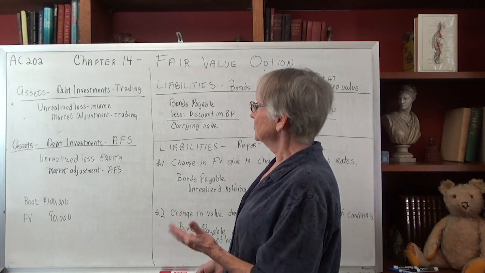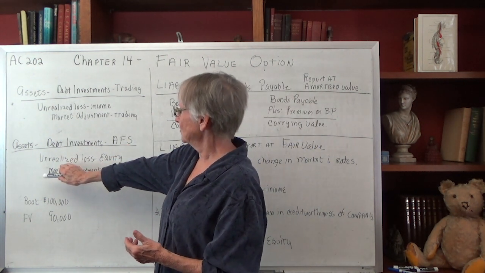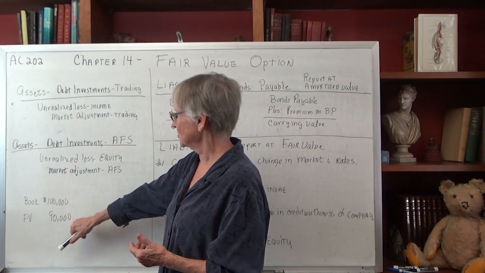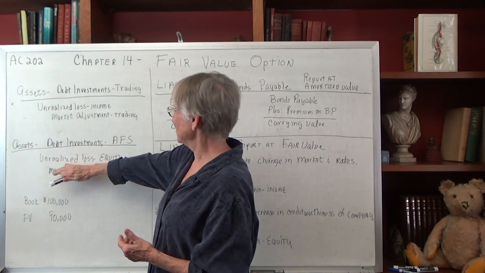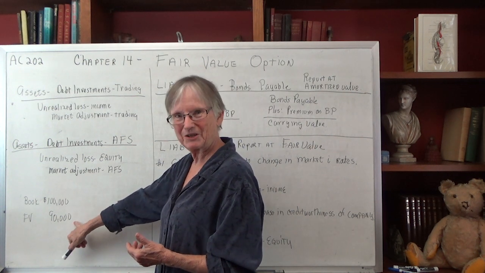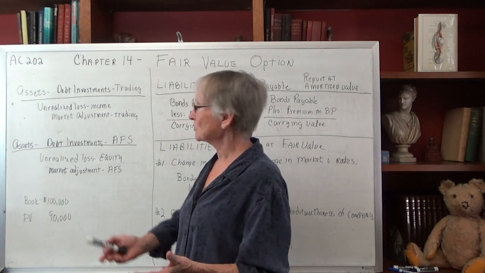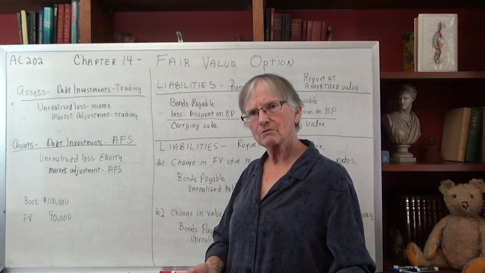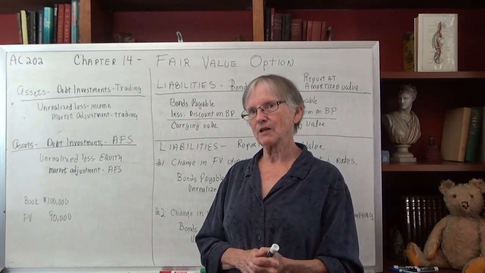Okay, with available for sale debt investments, you have the same situation where the book value was 100 and the market value had dropped to 90. You'd recognize an unrealized loss in equity and make your market adjustment, and they would be reported on the balance sheet as investments of 90,000. So that's your reporting at fair value for assets. That makes sense, right? Then we come over to reporting liabilities at fair value.